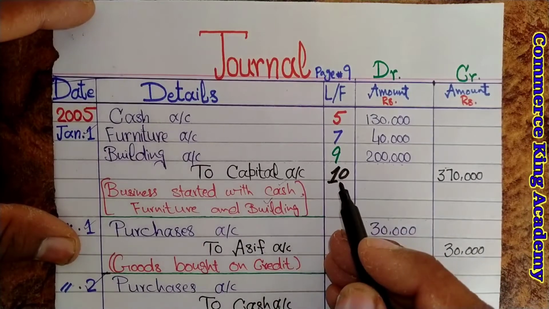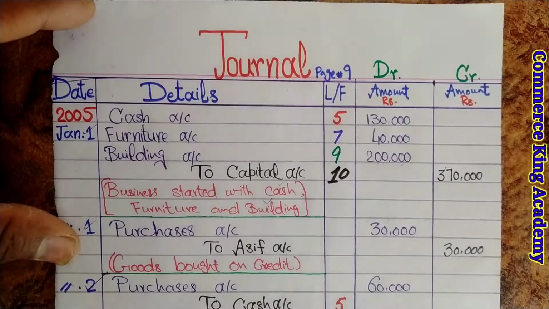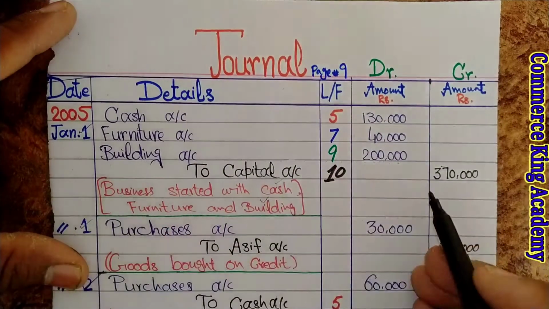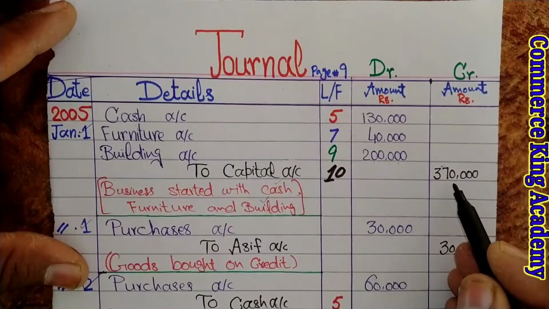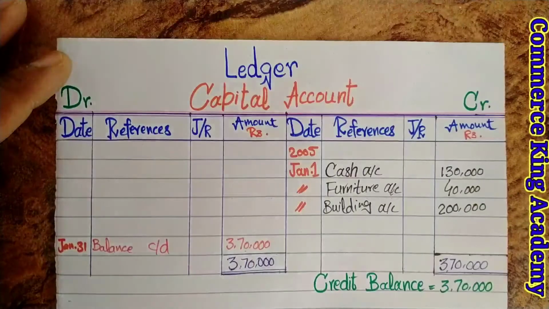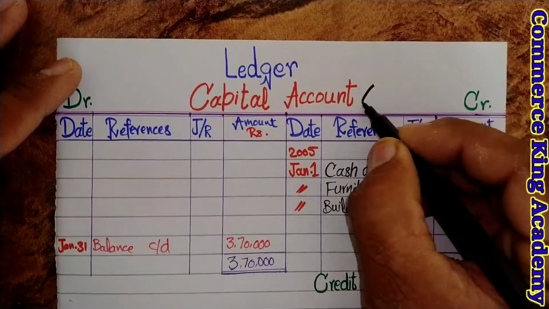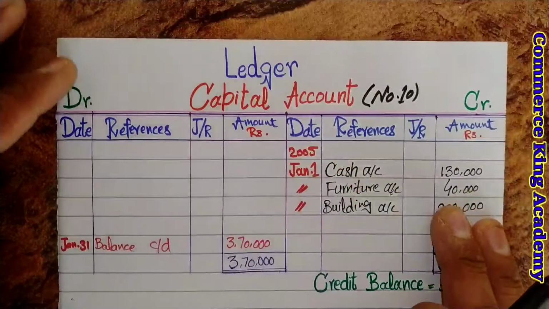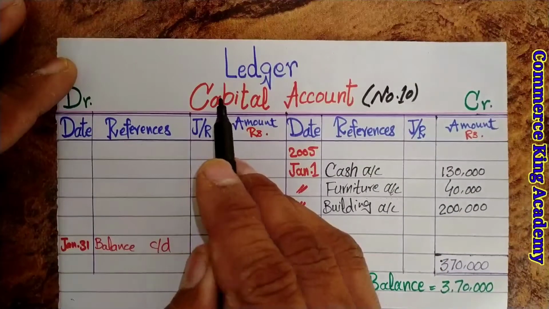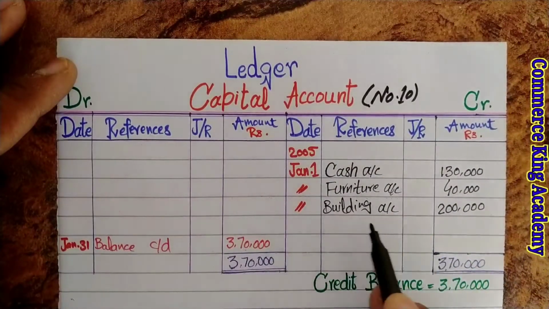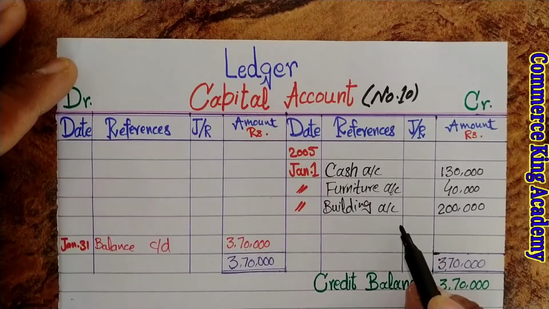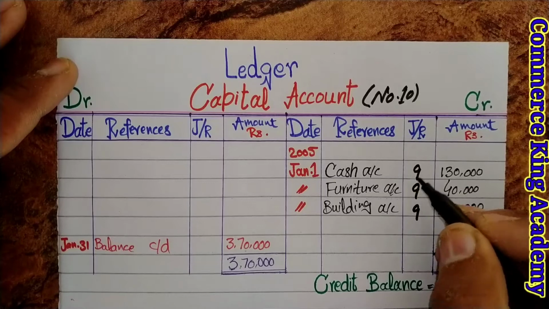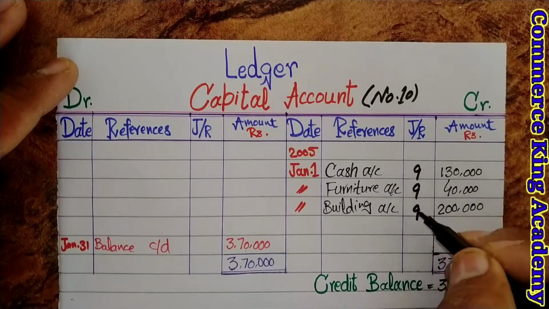Capital account has ledger folio number 10 and page number 9. Okay. Capital account is credited by cash, furniture, and building accounts amounted 370,000 rupees. You can see here the ledger capital account, ledger folio number 10. Okay. Debit side, credit side. Jan 1st. Capital account is credited by 3 account names: cash account, furniture account, and building account. Journal reference number is 9. This is the page number where the journal entries, transactions exist.